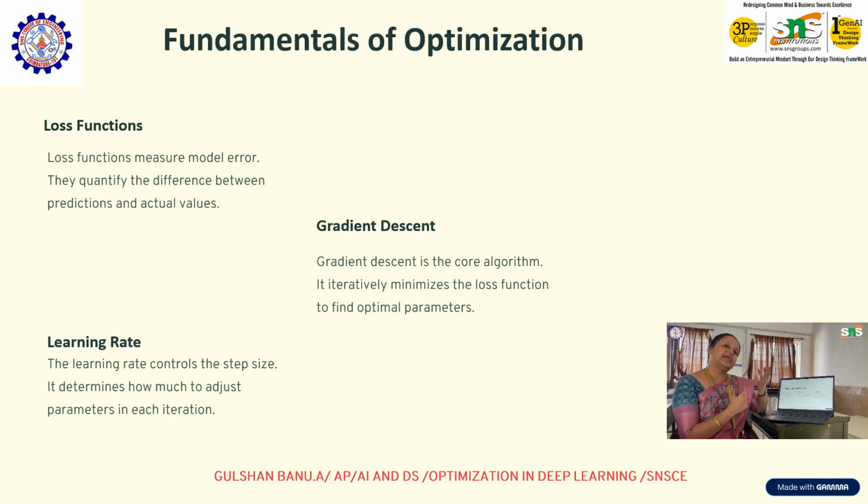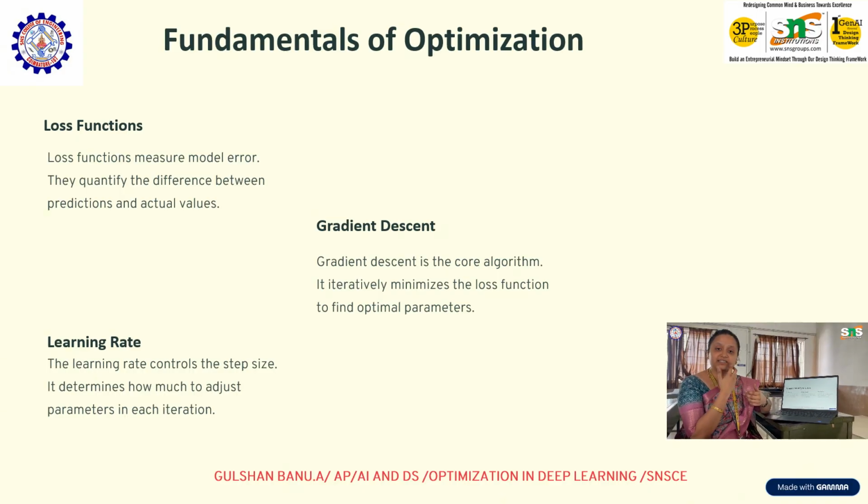Now, what is gradient descent? Gradient descent has been explained in the previous videos. Based on those, gradient descent is a core algorithm. What is this core algorithm? It minimizes the loss function. Now, what is the learning rate? The learning rate controls the step size, how the process is executed, and how you adjust the parameters across the different iterations in the process.